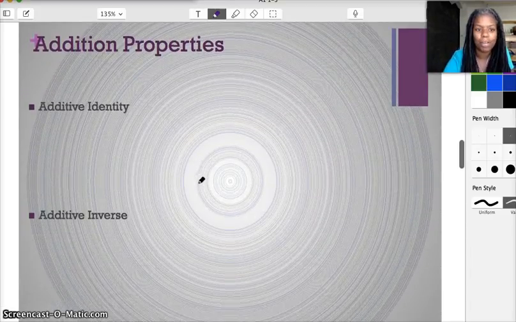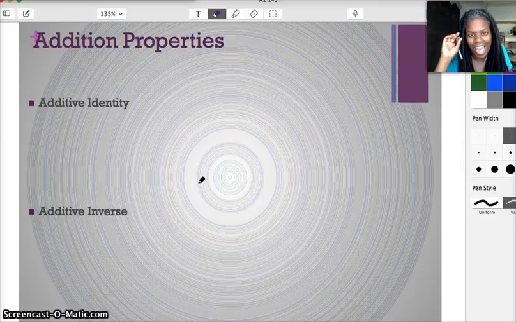And now we're going to look at properties that are specific to addition, and I'm going to actually add a couple more.